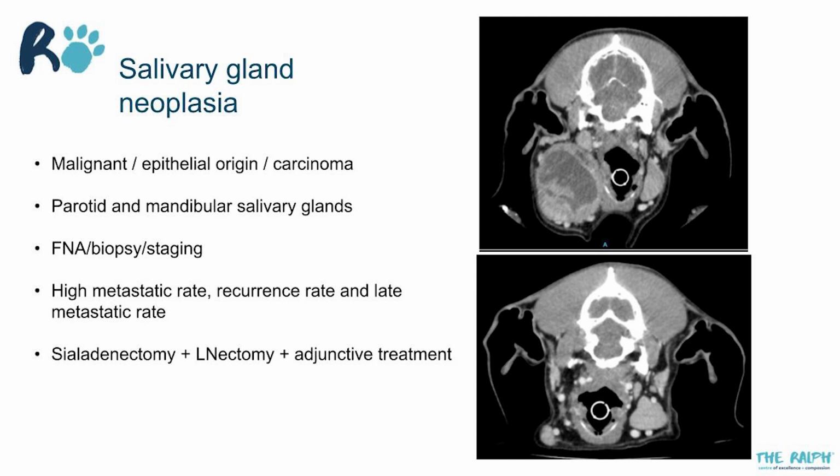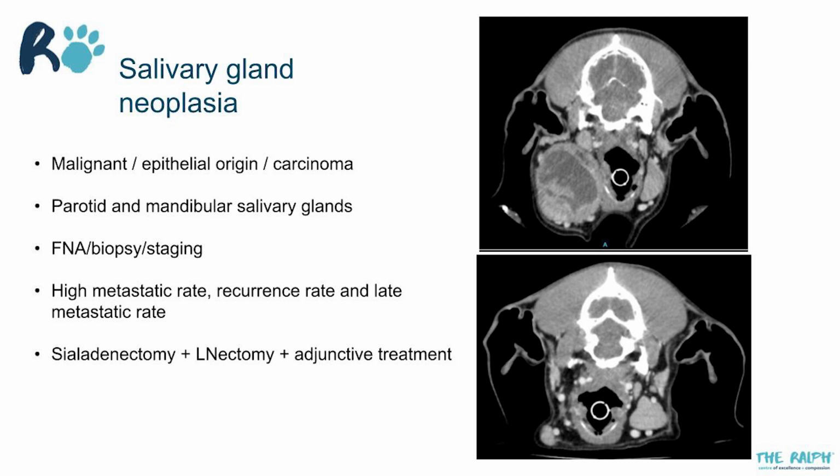So it's a CT transverse image, soft tissue window. You can see this abnormal structure here. It's heterogeneous and contrast enhancing. This was a salivary carcinoma, which is the most common type of salivary gland tumor, of epithelial origin. The most commonly affected glands are the parotid and the mandibular. In this case, for Dave, the mandibular was affected.